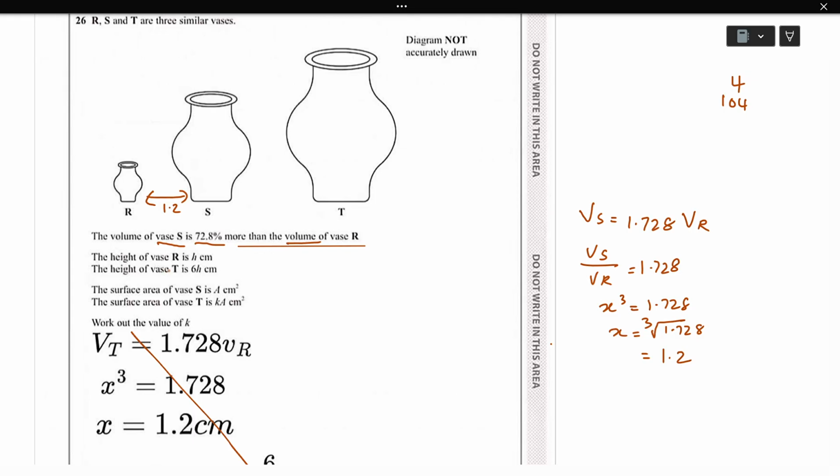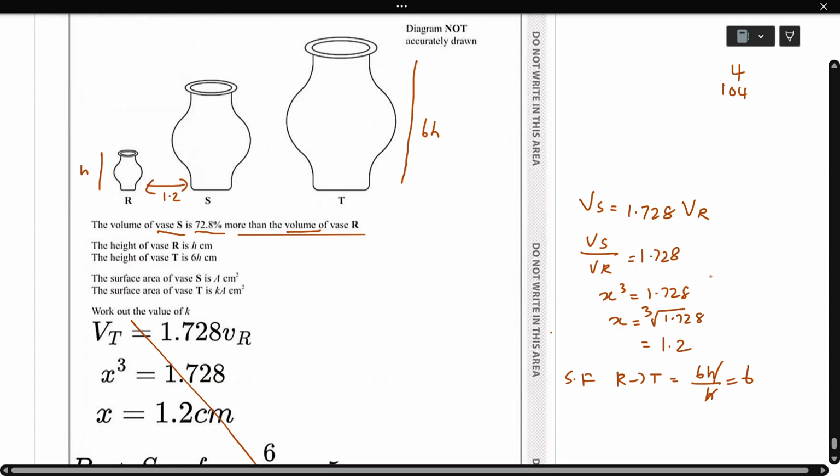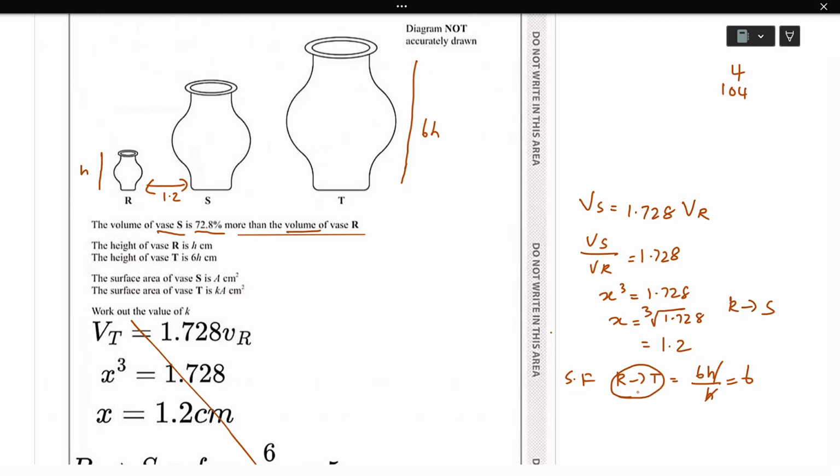Next, the height of R and the height of T. They say this height is h, and this one is 6h. So it's easy. The scale factor of R to T equals 6h over h, which is 6. So we got the scale factor of R to S, and the scale factor of R to T. We need to calculate the scale factor of S to T. That is the important one.